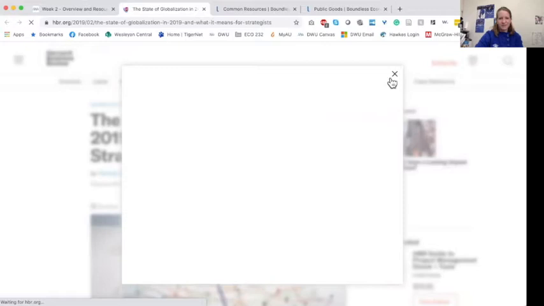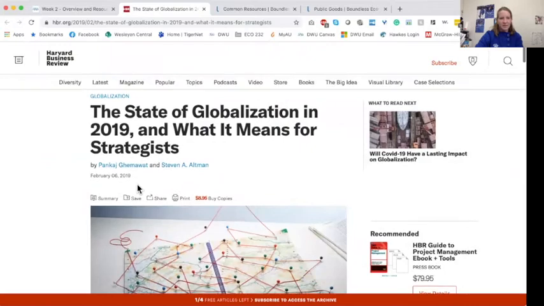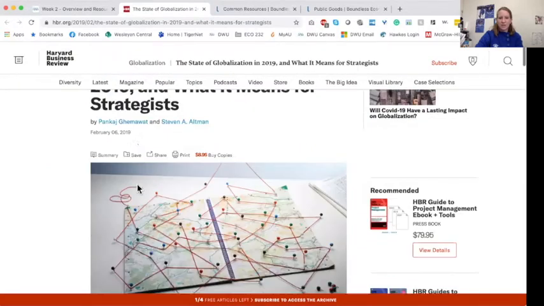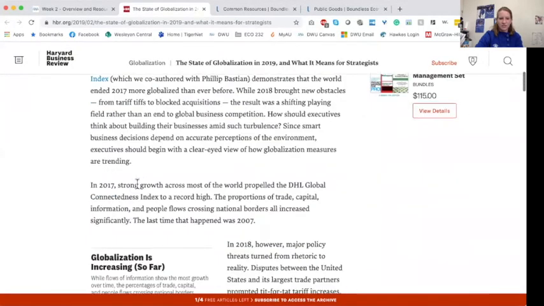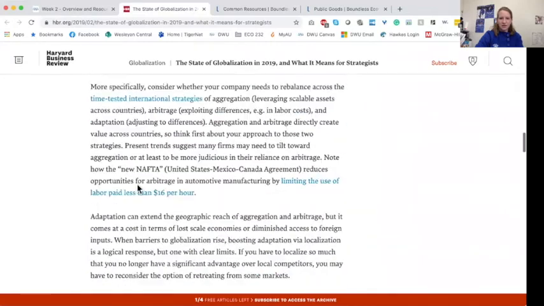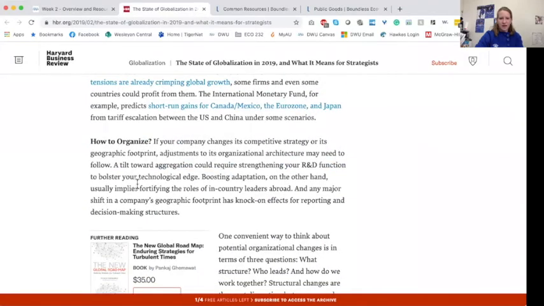Then we've got this article from the Harvard Business Review, if it will load. It's the state of globalization in 2019 and what it means for strategists. It's not too long of an article for you to read.